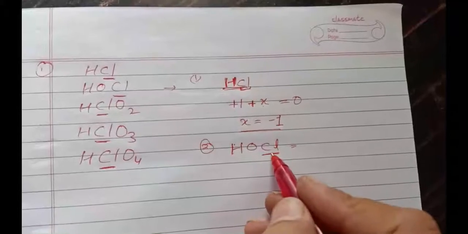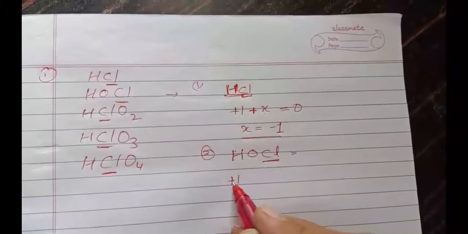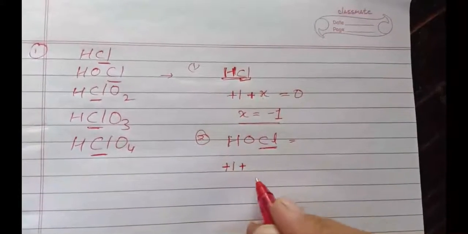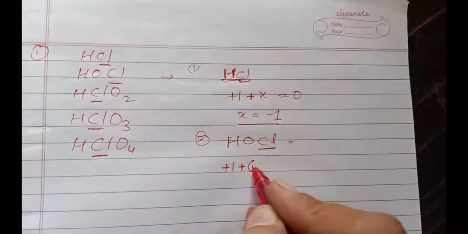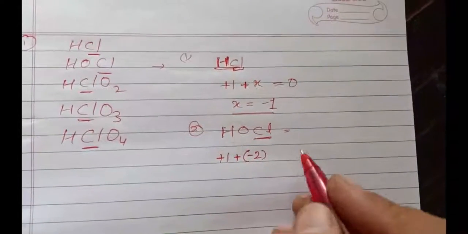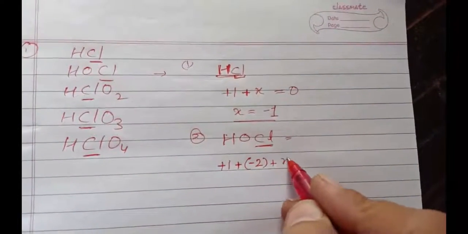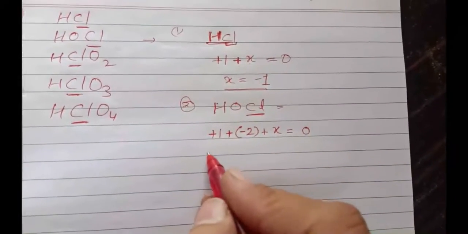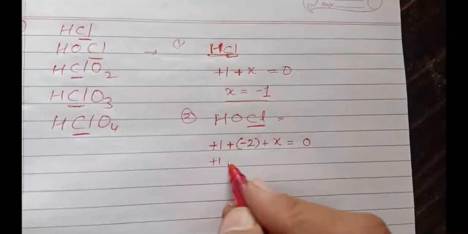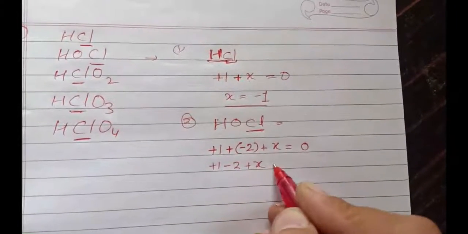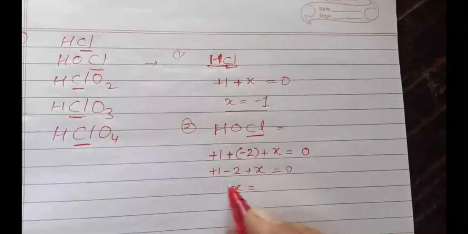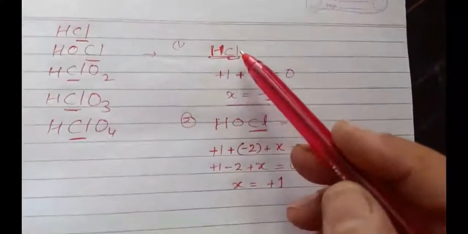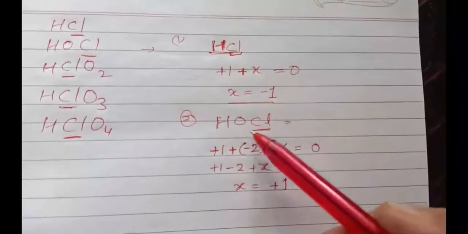Now we are here: how to calculate the oxidation number of chlorine in HOCl. The oxidation number of hydrogen you already know is always +1. What about oxygen? So we write +1 first, then the oxidation number of oxygen, most of the time it is -2, plus the oxidation number of chlorine, which we don't know, and the sum of all the oxidation numbers is always equal to 0. So this will become +1, -2, and X equals 0, then X will be equal to +1.